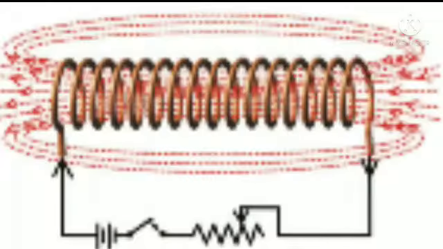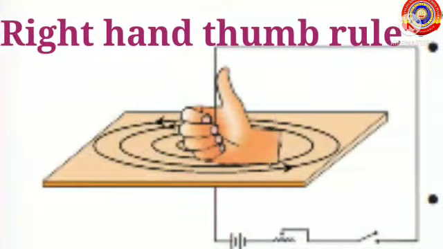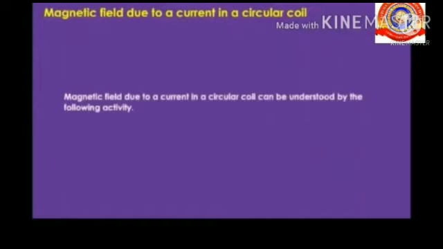In the previous class, we already started our second chapter, and we studied that due to the flow of electric current through a conductor, a magnetic field is produced, and the direction of the magnetic field is opposite to the direction of the flow of current. And also, we learned about the right hand thumb rule by James Clerk Maxwell. And today we are going to learn about the magnetic field due to a current in a circular coil.